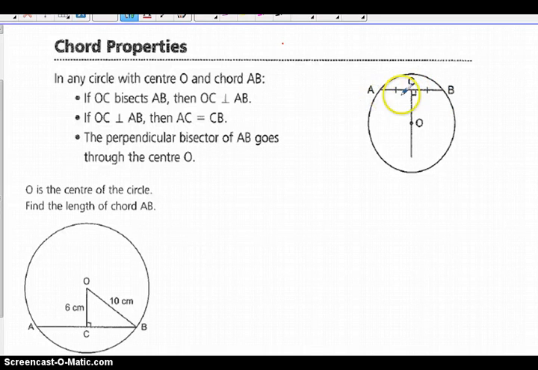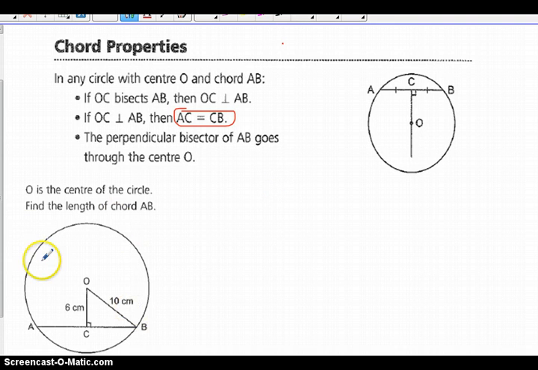So OC is going to be perpendicular to AB, and that means AC is the same length as CB. I was calling it AC, BC, same thing. So AC and CB are the same distance because the chord is chopped in half by this line. These are perpendicular lines, which means these are right angles, so OCB would be a right angle. Let's look at an example where this would apply.